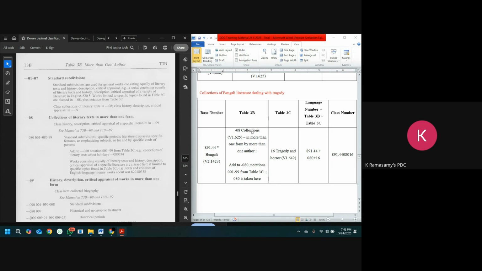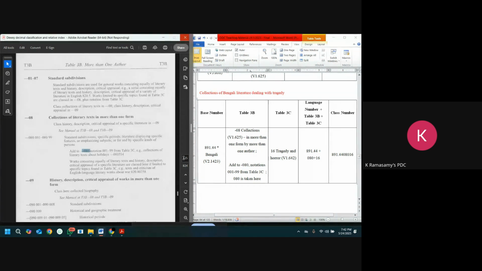I have the collections. And then they say, if you want to show that the literature is talking about a particular feature, it's very simple. The rule is here: add to 080. So 080 becomes the base number. What can be added? 001 to 99 from table 3C. Go to table 3C. Take any number from 001 to 99. That can be added to 080. So I added here. I want the number for tragedy and horror. So I have to go to table 3C to get the number. I got the number 16.